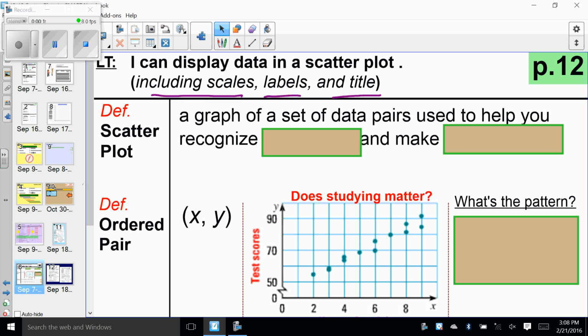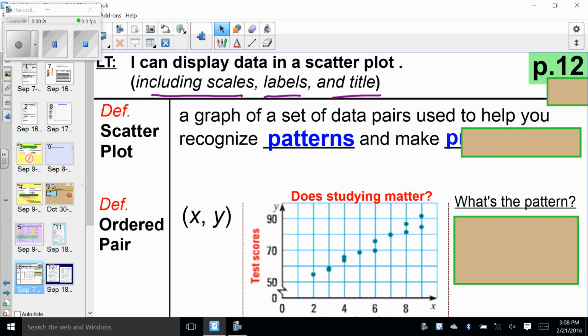So a scatter plot is a graph of a set of data pairs used to help you recognize patterns and make predictions. So in a scatter plot, we look for the pattern, we make predictions.